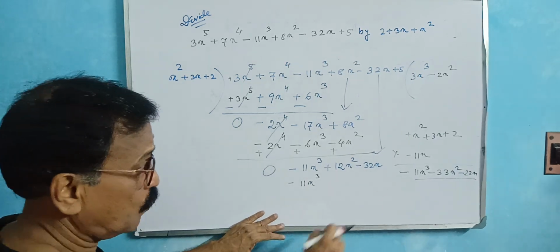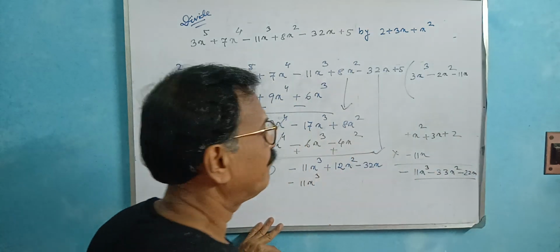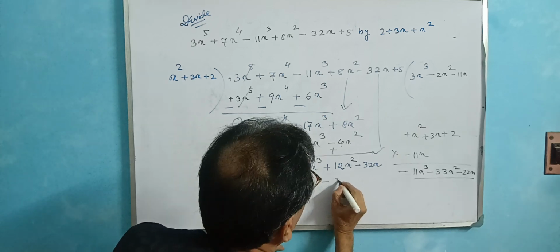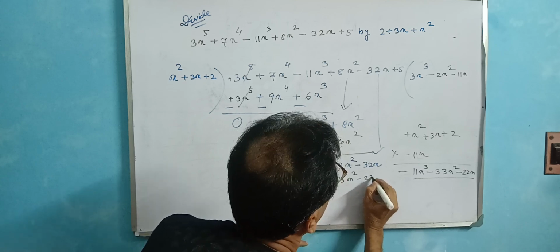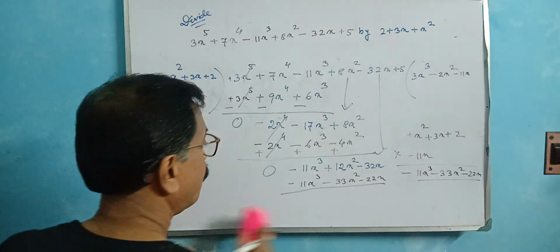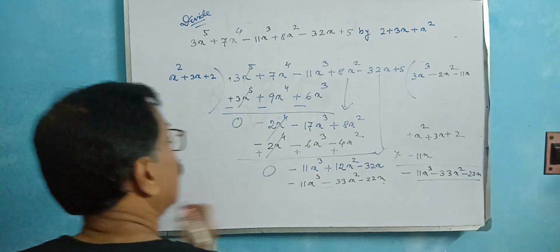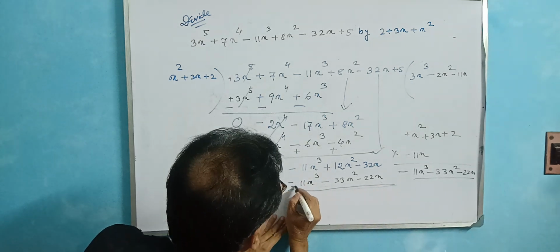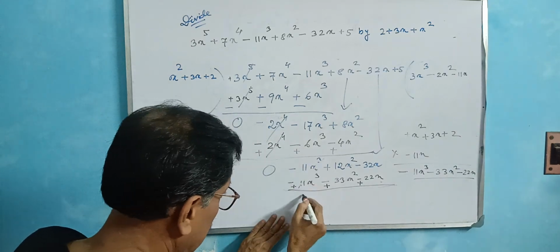Okay, so what is it? This is minus 11x. So already you write minus 11x cube. Now this minus 33x square, minus 22x. Sign change: minus plus, minus plus, minus plus. So this is plus, this is minus, so this part is 0.